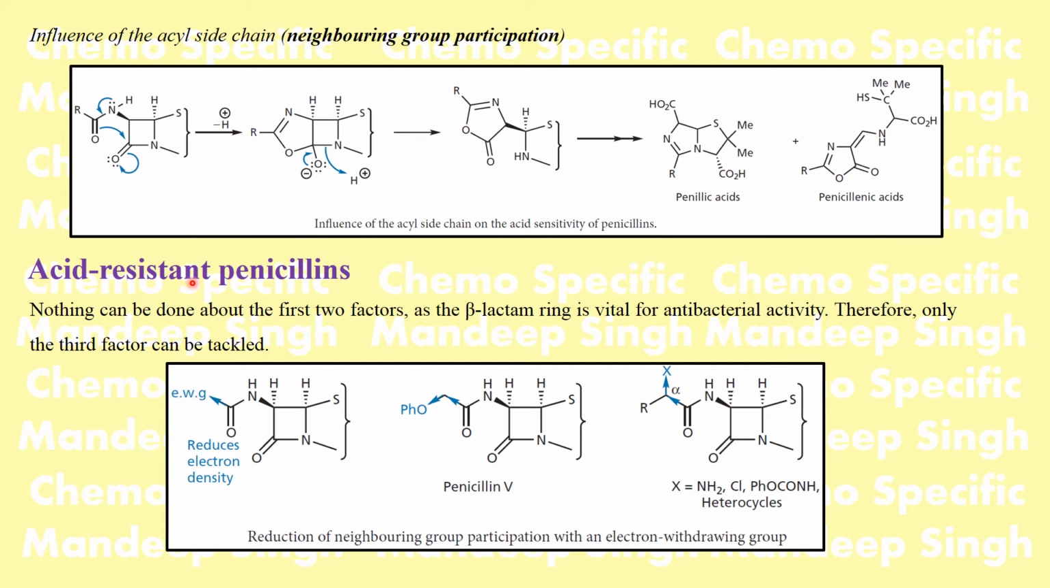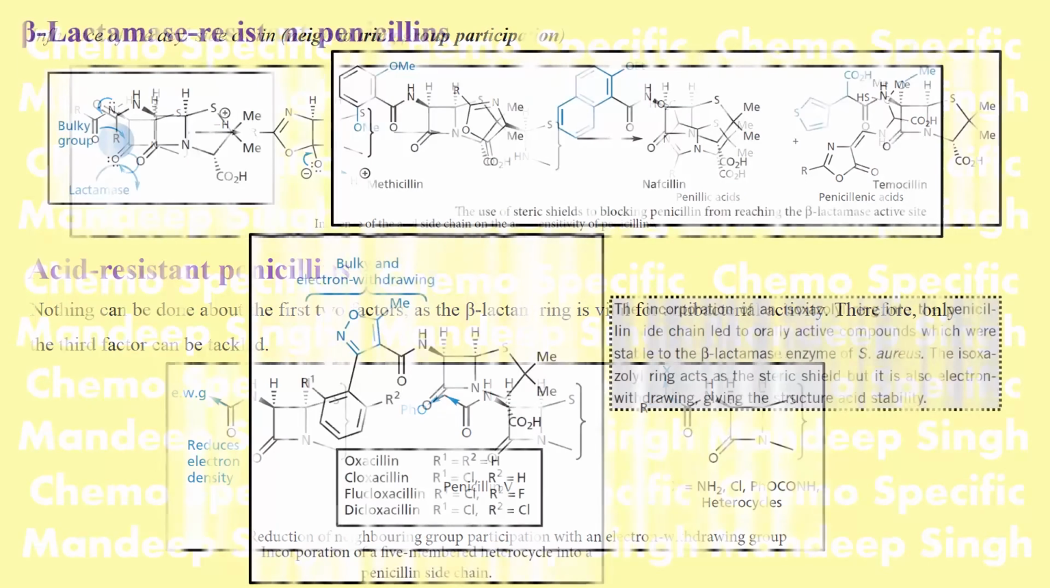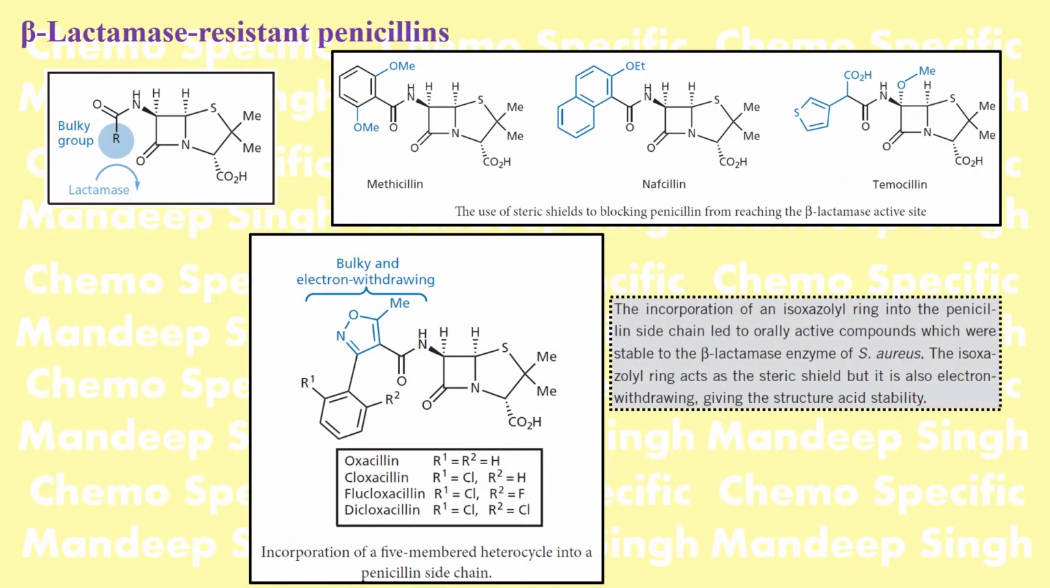So how can we make penicillin acid resistant? By placing an electron withdrawing group next to the carbonyl, or by placing a heteroatom at the alpha position, having an amino group, a chloro group, or a heterocyclic group. That is how we make them acid resistant.